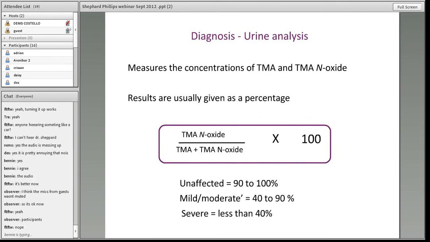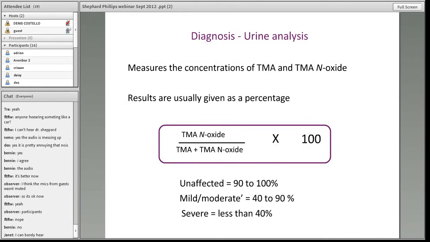Could I have the next slide, please? Now, we can prove that changes in DNA are responsible for the disorder, but most people would have a urine analysis diagnosis for TMAU before they would have a genetic diagnosis.